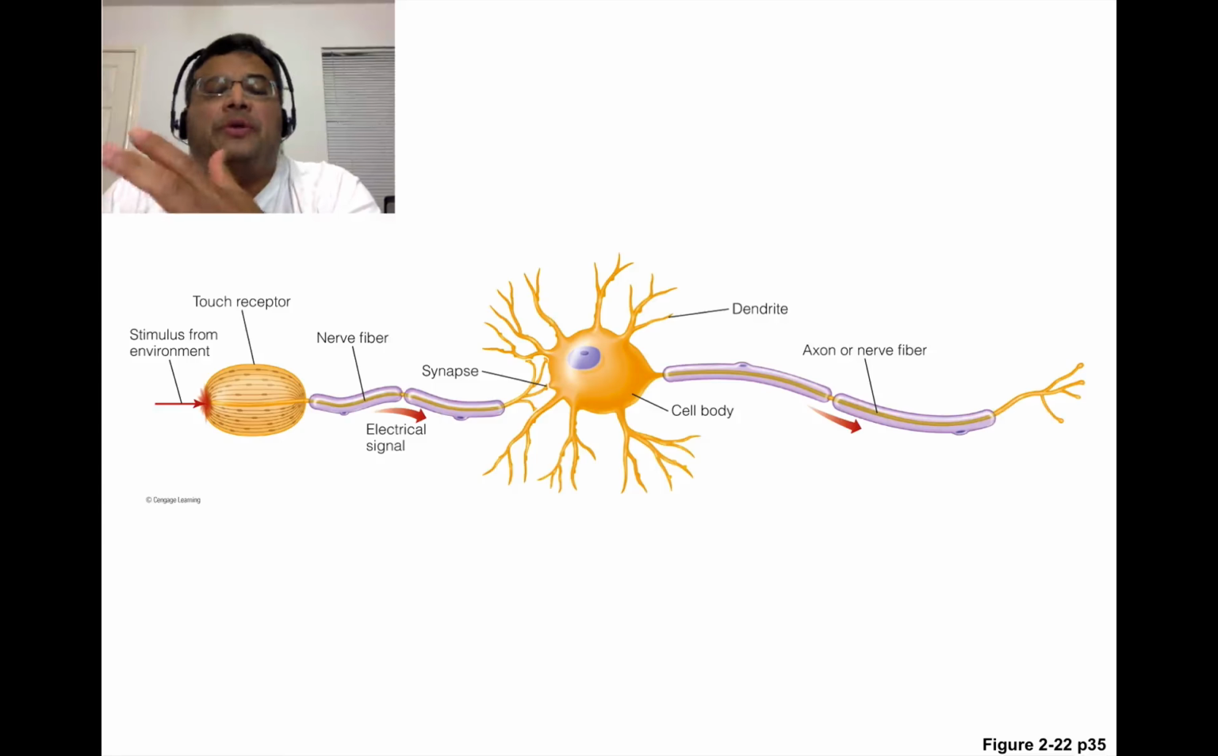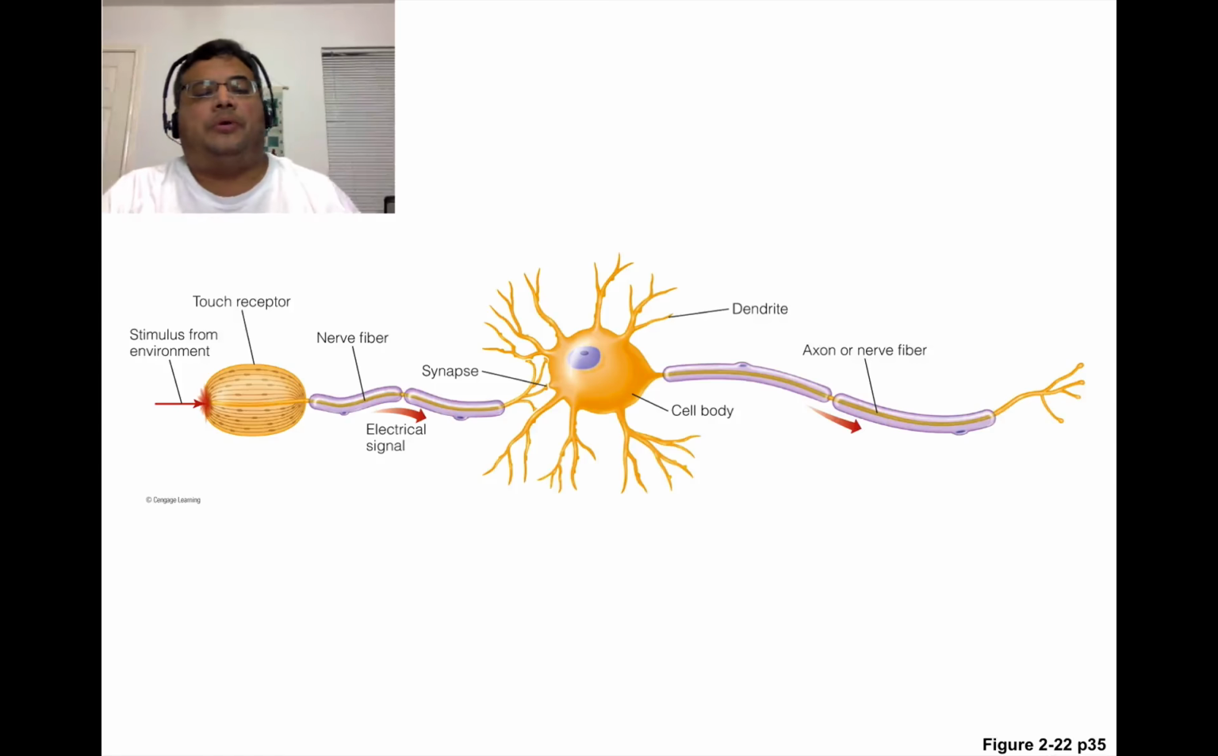So here's another example of a neuron. This is actually two neurons. One is a touch receptor. It looks kind of like an onion or a grape, and we're going to talk about why it looks that way when we get to touch.